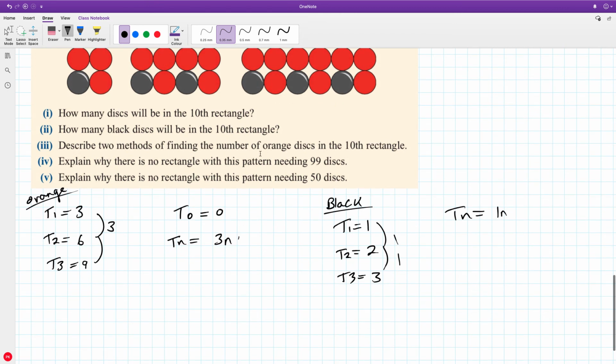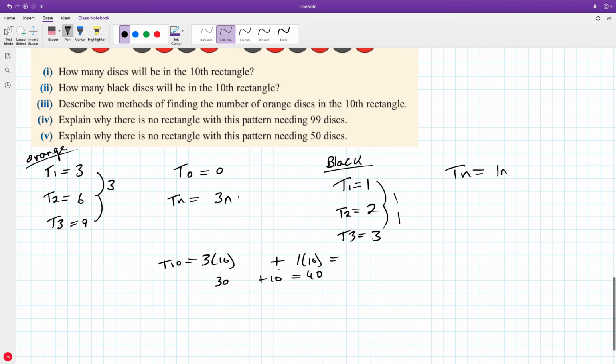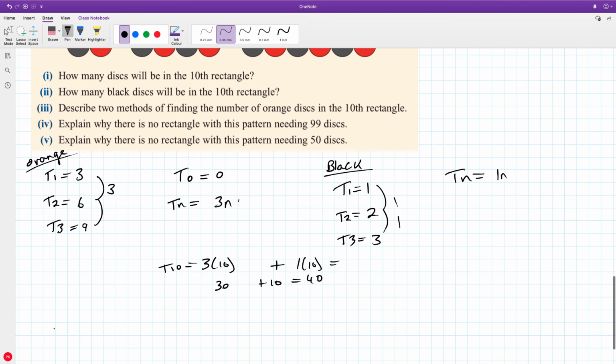Right. If I asked you then, Grace, how many discs will be in the 10th rectangle? 40? What do you reckon? Yeah, won't there? Because in the 10th one, it's the two of these put together, isn't it? So T10 is 3 times 10 plus 1 times 10. 3 times 10 is 30 plus 10 is 40. How many black discs in the 10th rectangle, Dermot? 10, exactly, good lad. There'll be 10.